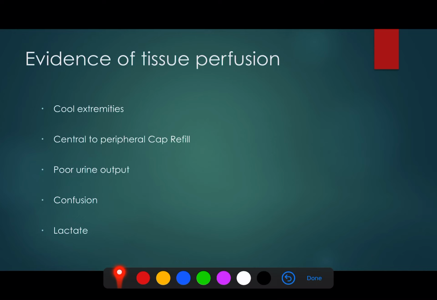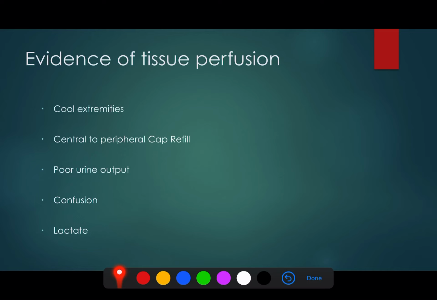As I keep saying, the assessment of the cardiovascular system really boils down to one thing, and that is, do the patients have adequate tissue perfusion? And you can use a number of things to try and assess that. One is looking for cool extremities. If the patient's cold peripherally, it means that they're vasoconstricted. Either you're giving them too much vasopressor, or they just haven't got enough intravascular volume.